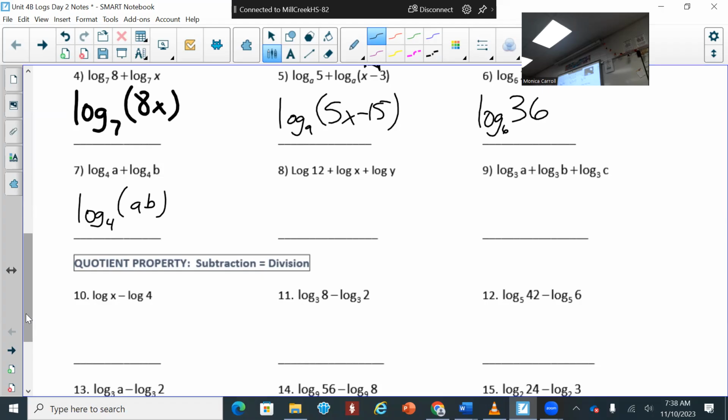You don't see the base, but we talked about this on day 1. What if there's no base showing? The base is 10. It's a common log. You don't need to write it in there, but just realize that that's what that means. So we're still multiplying all of the numbers together, right? Well, XY. We just condensed into a single logarithm.